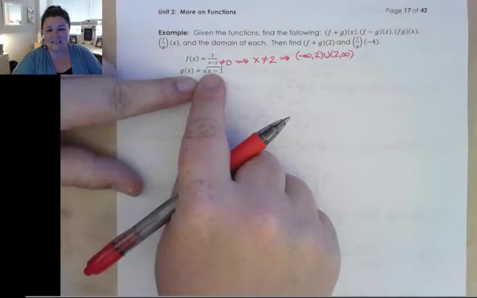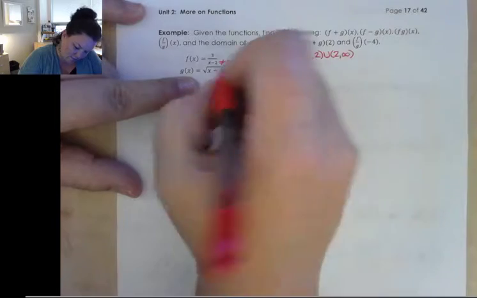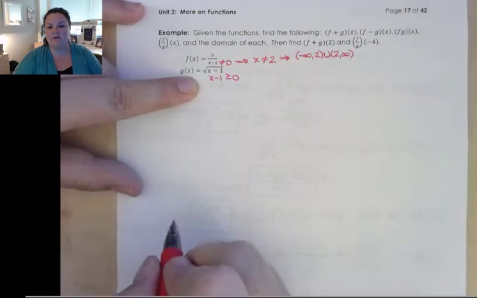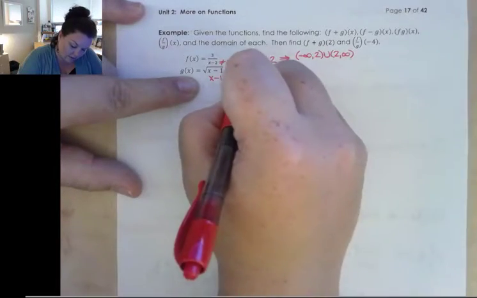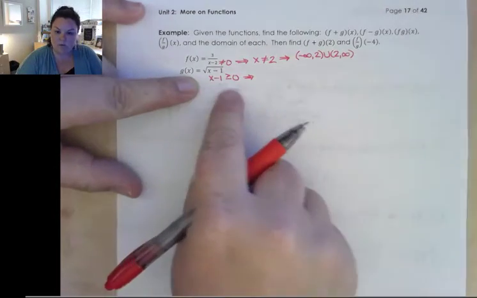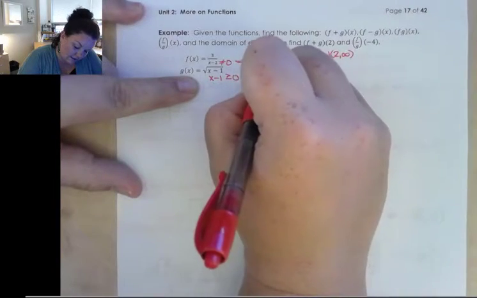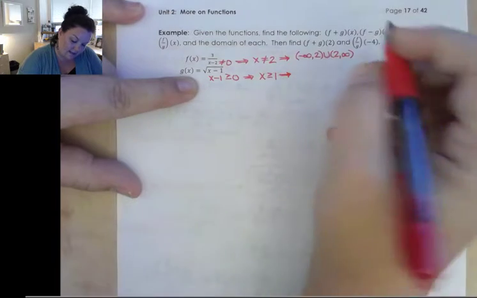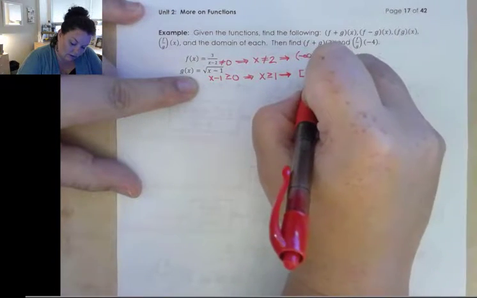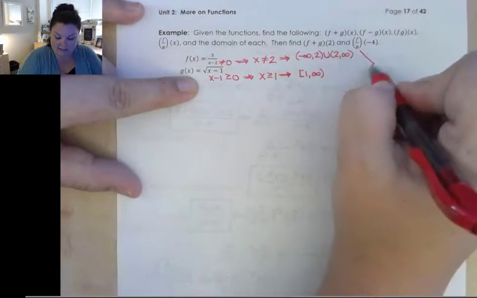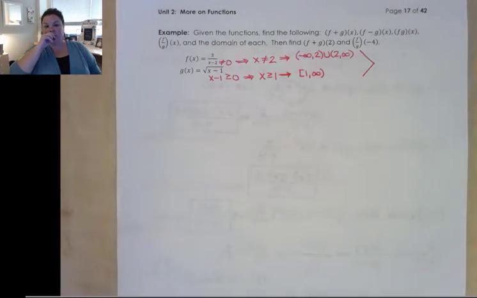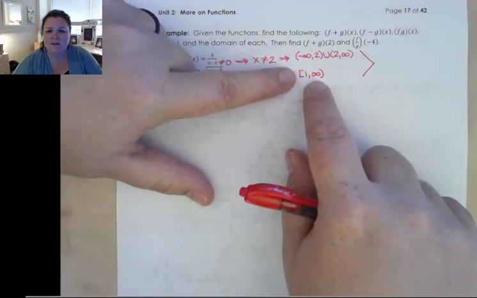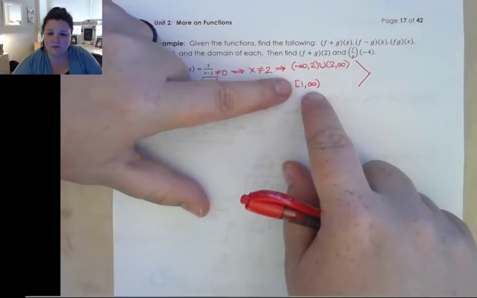Now let's look at my g function. My g function has an even root radical, which means that whatever's underneath it, x minus 1 in this case, has to be greater than or equal to 0, right? If I solve this, I would move my 1 to the other side, so that says that x has to be greater than or equal to 1. And the way I would write that is from 1 to infinity. And now I need to take the most restrictive version of these two, okay? If you can think through it in your head, go ahead and do that. If you need to, draw the graph.